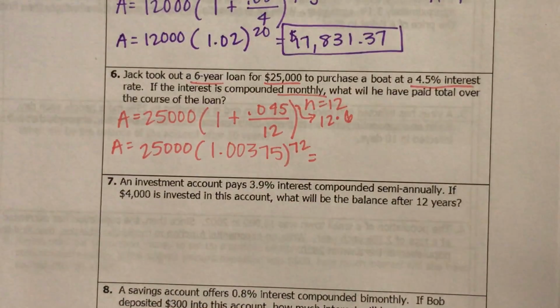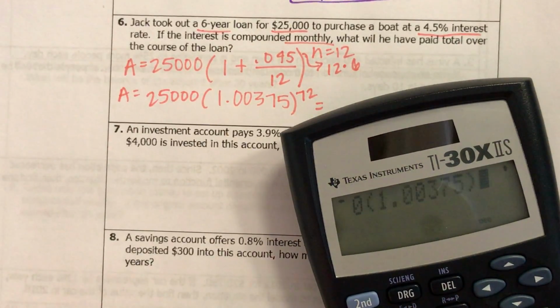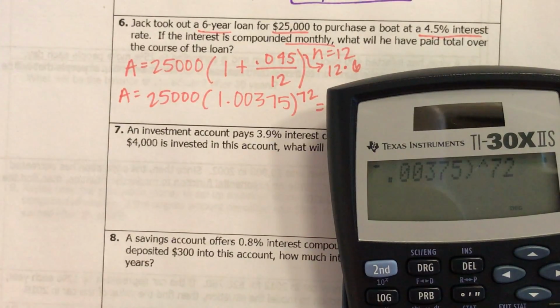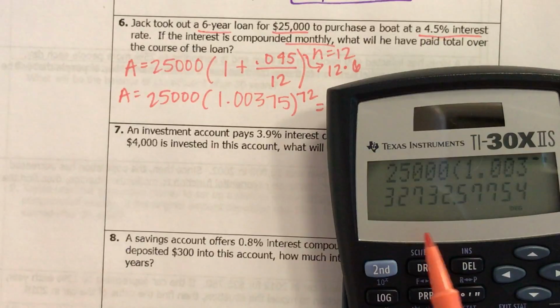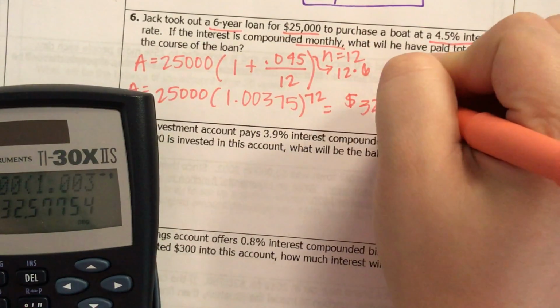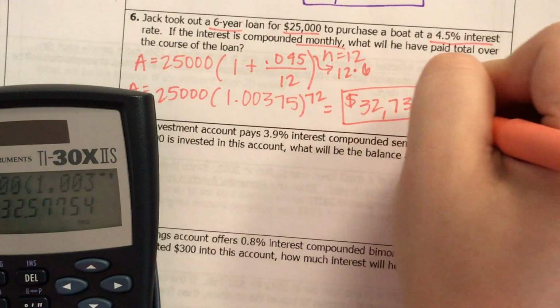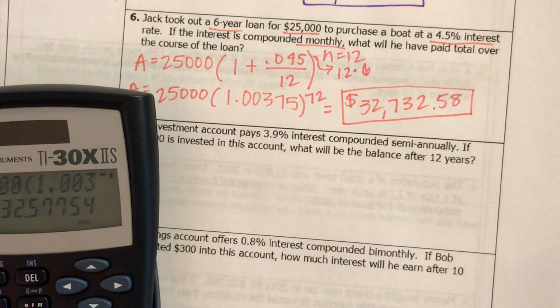Okay, now we just plug that in our calculator. 25,000 times 1.00375 to the power of 72. $32,732.58. Okay, and that's compound interest. And like I said, we're going to go through the next 3 together in class, but please try them beforehand. Okay, try them on your own, bring them to class, ask me questions. All right, that's concept 1.